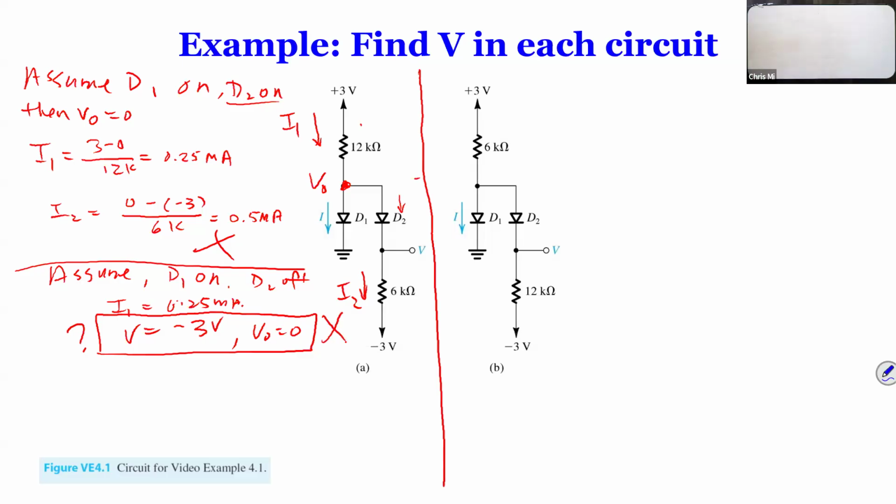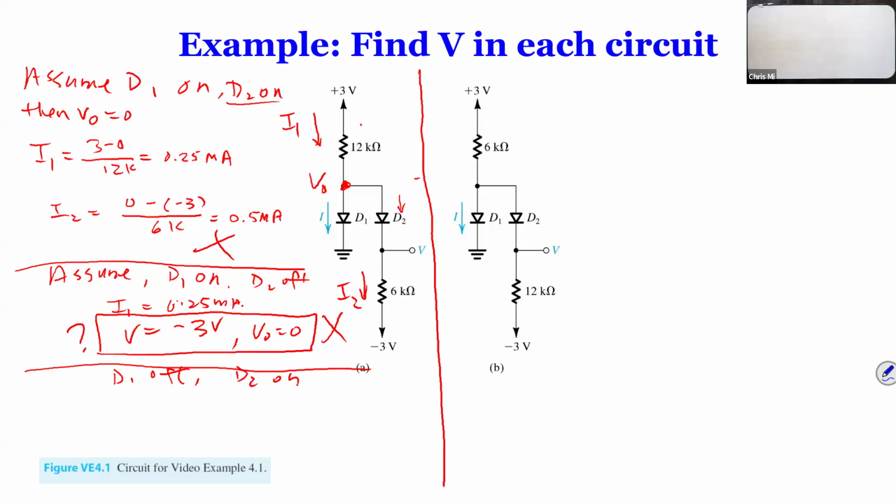So it's wrong. So now, because we know that one of them has to conduct, and both conducting is wrong, now we know you've really only got one assumption left, which is D1 must be off and D2 on. That's the final assumption. So if D1 is off, we don't know VO anymore, right? Because D1 is off, we don't know VO.